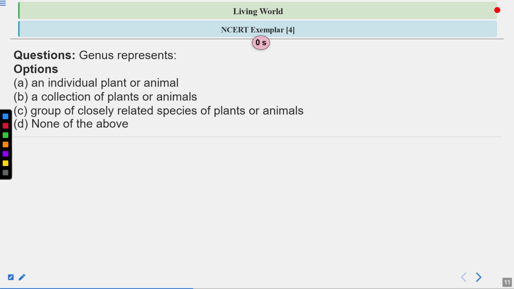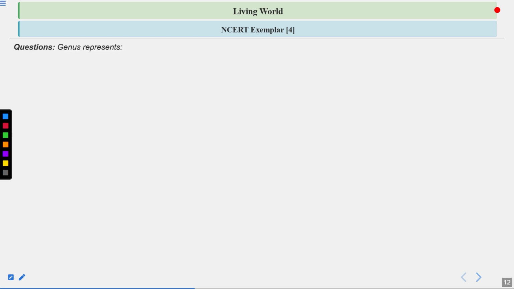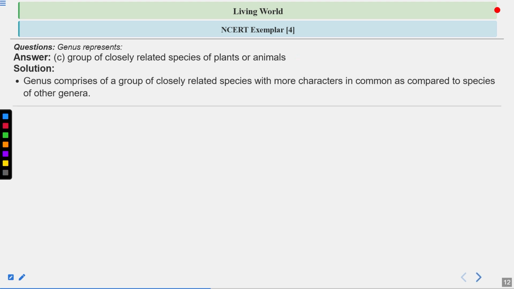Okay, so let's have a look at the answer. So here the correct answer is option number C, a group of closely related species of plants or animals. This is the correct answer. So let's have a look at the explanation. So genus is an assemblage of closely related species. It is a group of closely related species with more characteristics in common as compared to species of other genera.